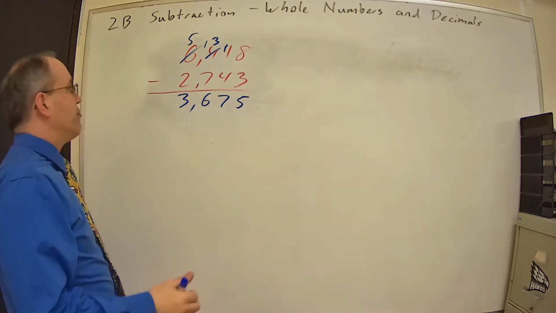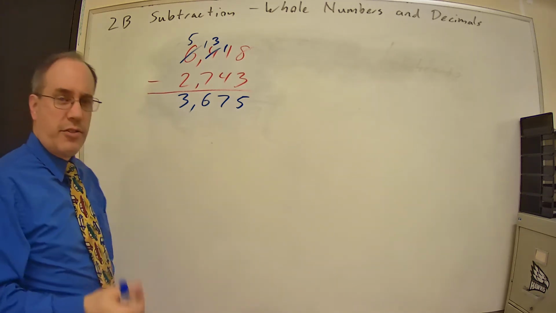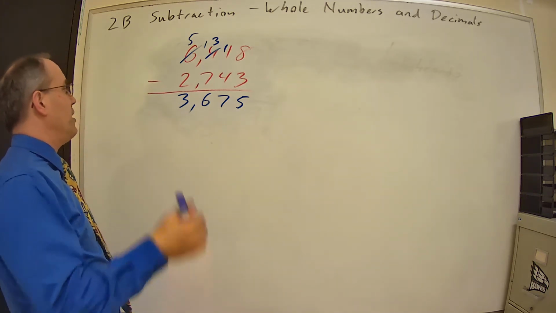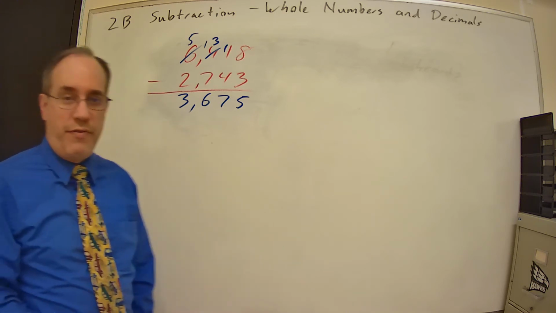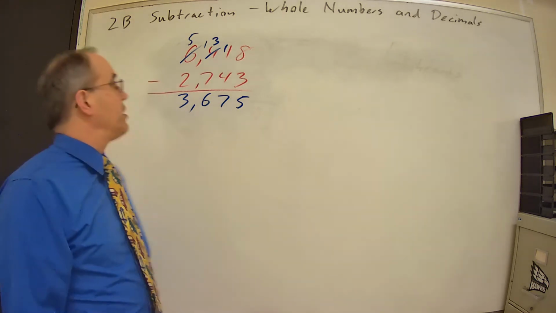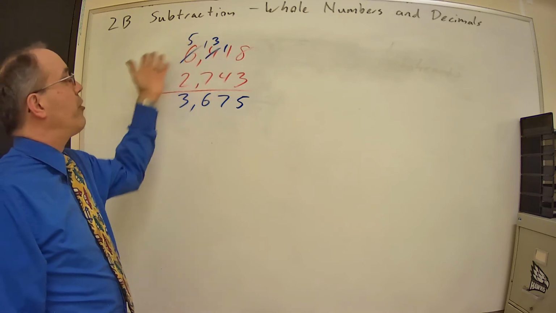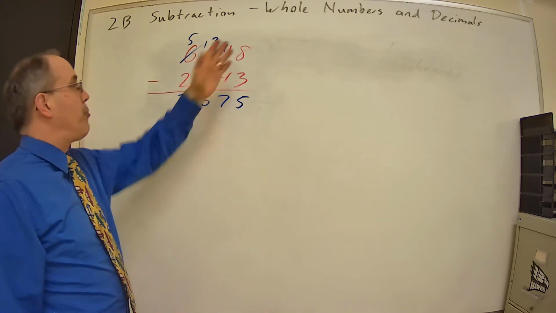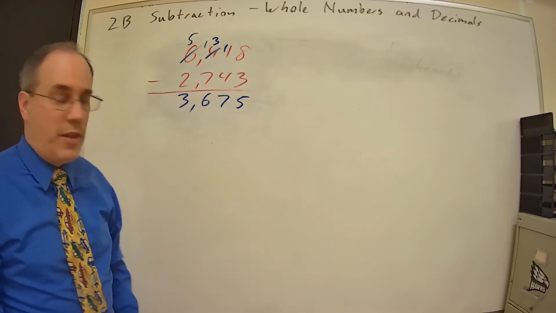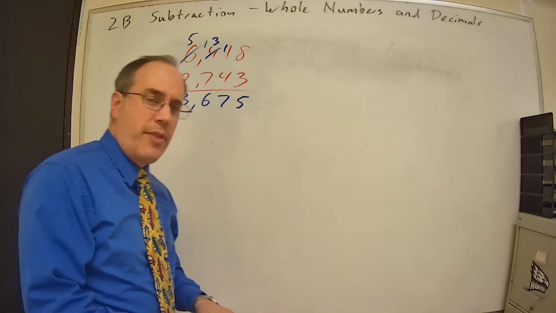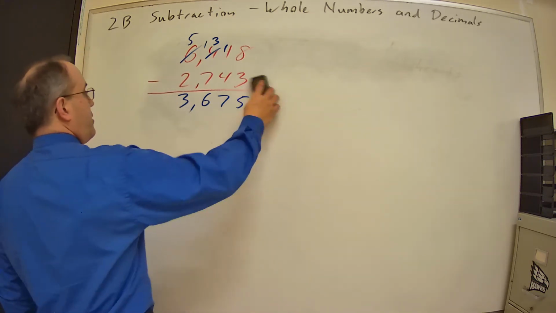So 6,418 minus 2,743 is 3,675. So sometimes we have to borrow more than once, and that's okay. The process remains the same. So now let me show you something that may throw things off a little bit.